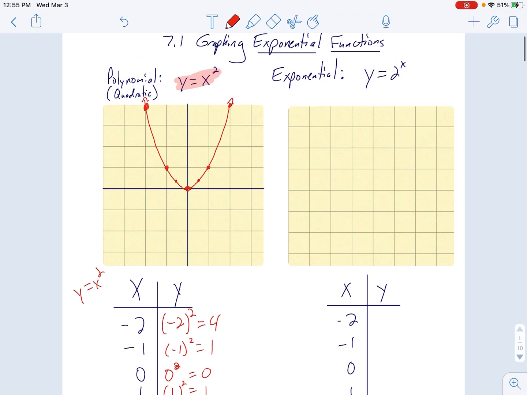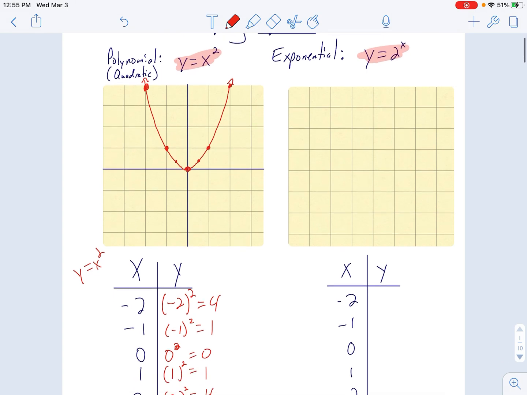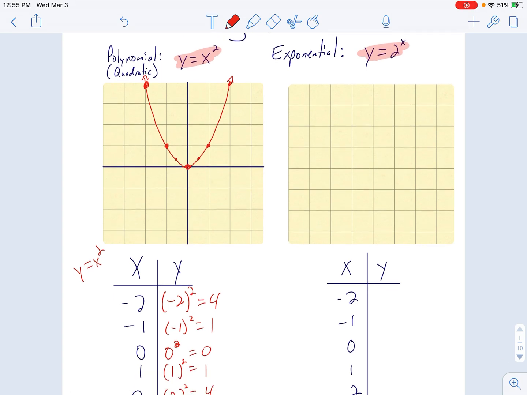Now I want to graph a function that looks very similar, right? This was x to the second power. This is 2 to the x power. So very similar, but obviously very different as well. And we just want to look at the graphs and see what happens. So let me write that down here. So we're doing y equals 2 to the x power.